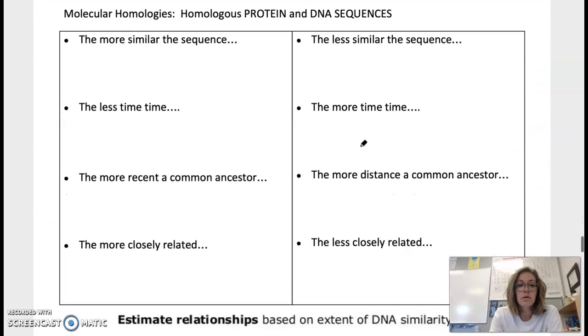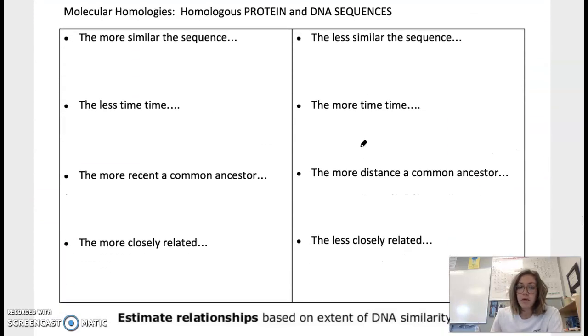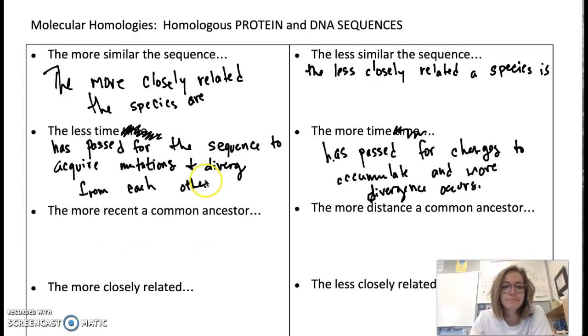So the last form of homology that we're going to look at in evidence number 4 is going to be molecular, and these are protein and DNA sequences. For the sake of time, I'm going to real quick write some of these things out, and then I'm going to describe them. I just want to finish up here with molecular homologies, and these are going to be homologous protein and DNA sequences. So it really does start to make sense.